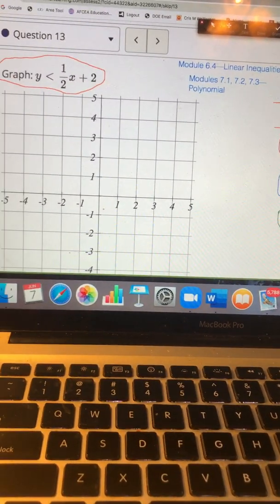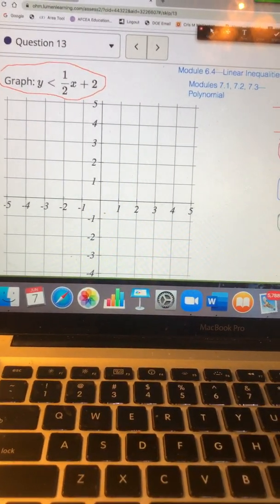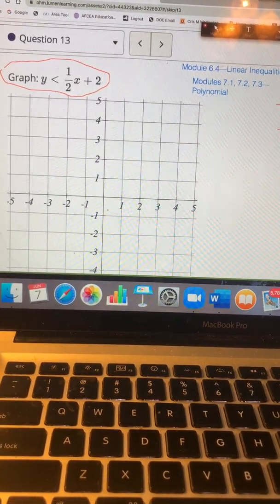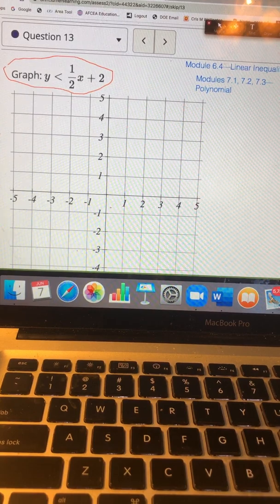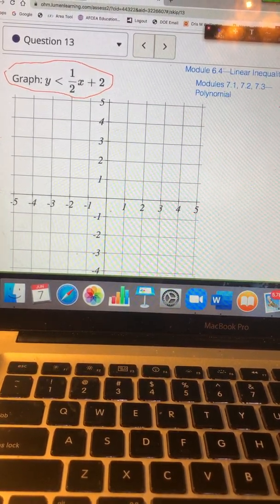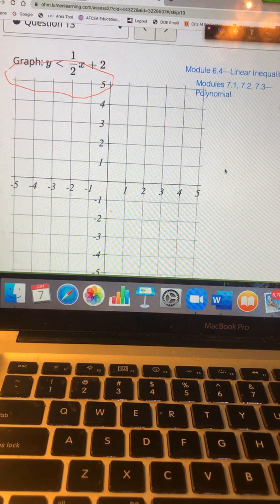And so what we have here is a Lumen OHM graphing mechanism. That's what we're going to do now. So you're going to use your Lumen OHM graphing tool. I'm going to go to Lumen OHM. I'm on Lumen OHM already. Again, this is number 23.